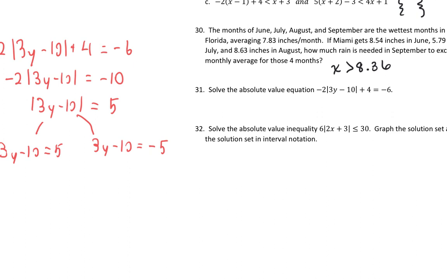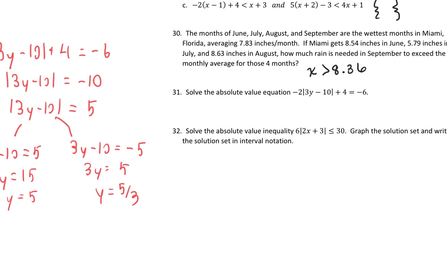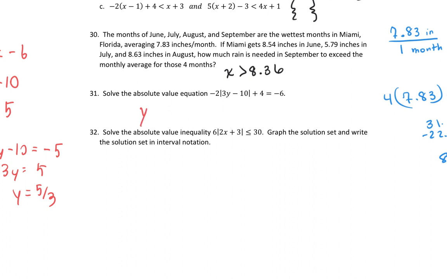So I'll add 10. So 3y equals 15. Y would have to be 5. Here I'll add 10, so I get 3y equals 5. And so I get y is going to be 5 over 3. So those are my equations. My answers are y equals 5, y equals 5/3.